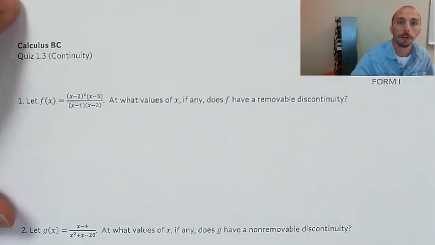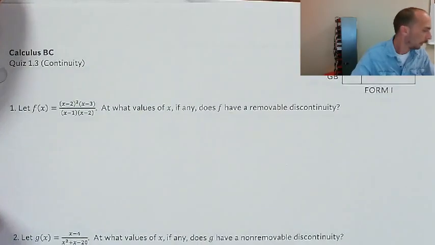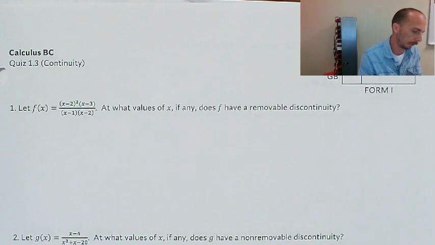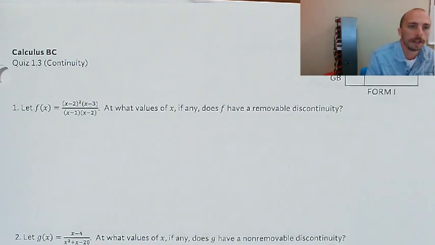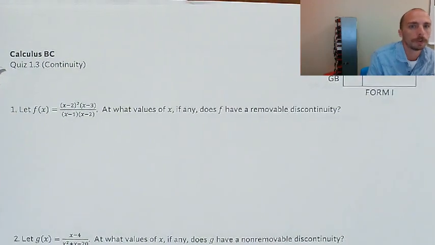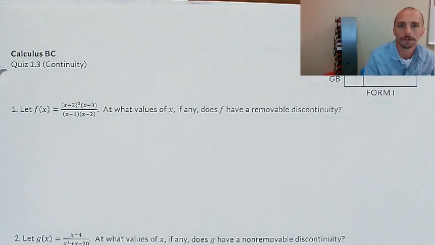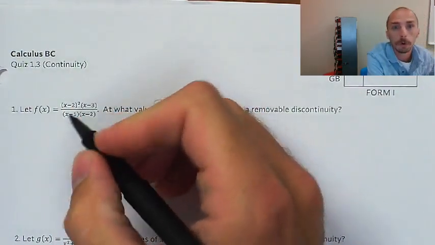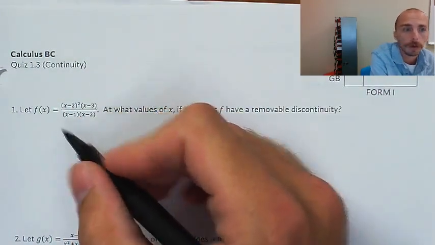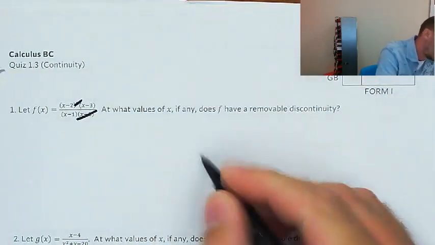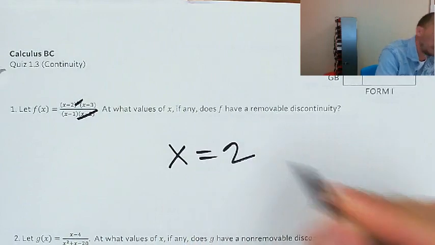All right, now we're going to move on to continuity, quiz 1.3, Form I. The first one is talking about let f be this function that's already factored for us. At what values of x, if any, does f have a removable discontinuity? A removable discontinuity is one that's a hole in the graph. We get that by canceling on top and bottom, we see 0 over 0 in the original form of the equation. So I'd be canceling off 1 power of x plus 2, so I know that x equals 2 is the removable discontinuity. That's all I gotta say.